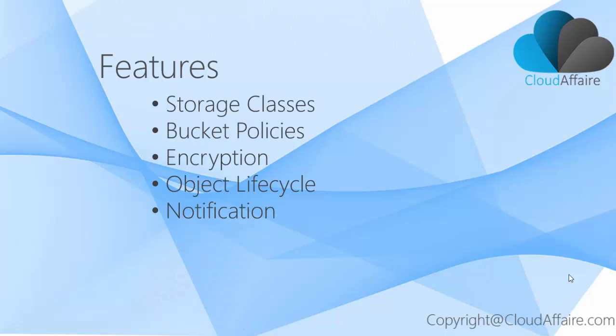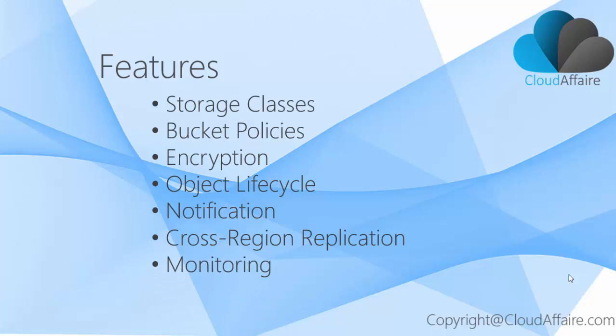Notification. The Amazon S3 notification feature enables you to receive notifications when certain events happen in your bucket. Cross-region replication. Cross-region replication or CRR enables automatic, asynchronous copying of objects across buckets in different AWS regions.